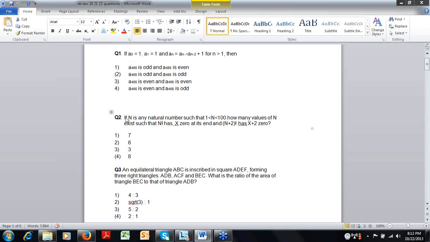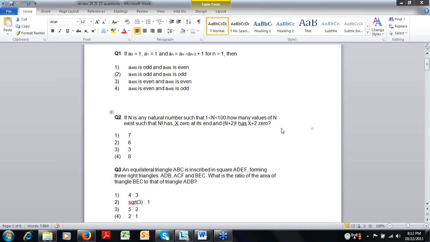Okay, we are moving on to question number 2. Question number 2 is, if n is a natural number such that n is greater than 1 and less than 100, then how many values of n exist such that n factorial has x zeros at its end and (n plus 2) factorial has x plus 2 zeros.